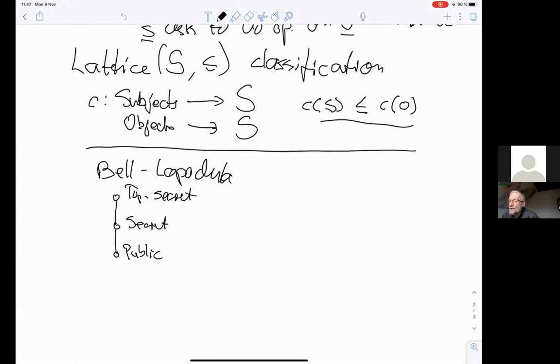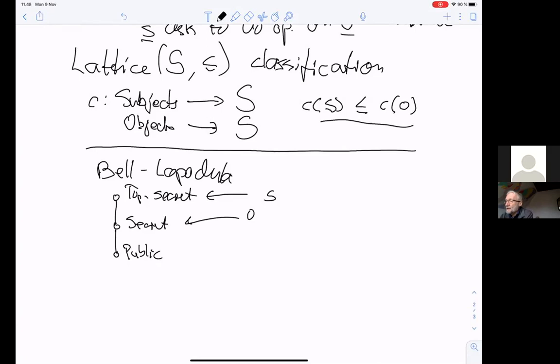And so the idea was that what they said was we're going to define classification. So every subject here gets mapped to one of these levels here, and also every object gets mapped to one of these 3 levels. That's the classification I was talking about before. And so what they were worried about was basically confidentiality. How do we make sure that information that's classified as top secret will not flow down to the more public levels? And what they said was, well, we can actually do this by having 2 rules.